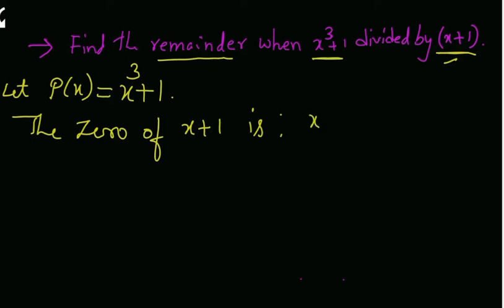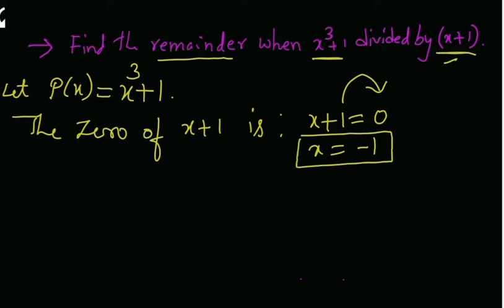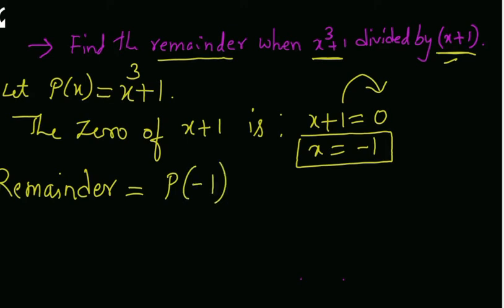So x plus 1 is equal to 0, then x is equal to plus 1. If you move to this side it becomes minus 1. So x is equal to minus 1 is our 0 of the divisor. Then we have to calculate the remainder. According to the remainder theorem, the remainder is equal to p of this x value, that is p of minus 1, which is equal to, you have to substitute minus 1 in this polynomial, that is minus 1 whole cube plus 1.